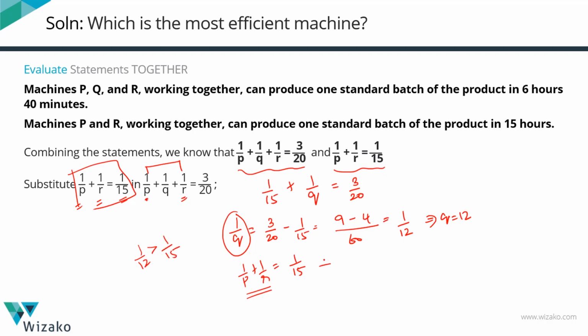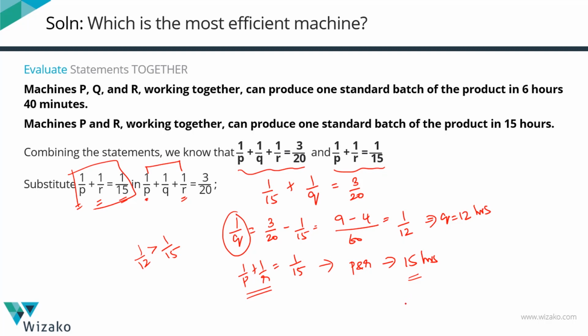Or if it's convenient, let's just look at it. P and R together finish one standard batch in 15 hours. Q completes one standard batch in 12 hours. Q alone takes lesser time to finish one standard batch than P and R taken together, which means that Q is certainly more efficient than P and R taken together, let alone each mission independently.